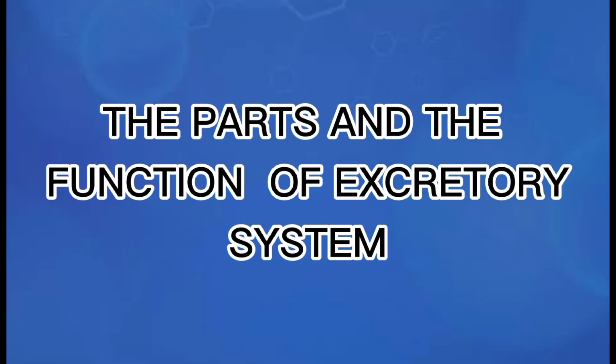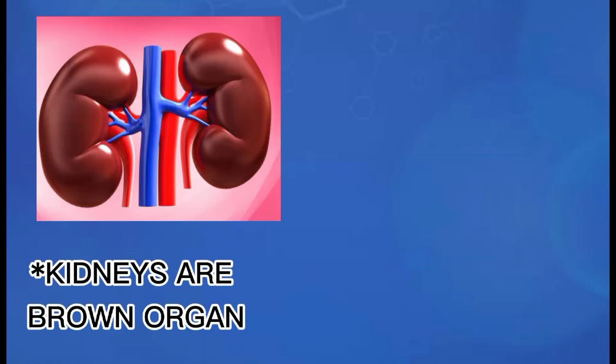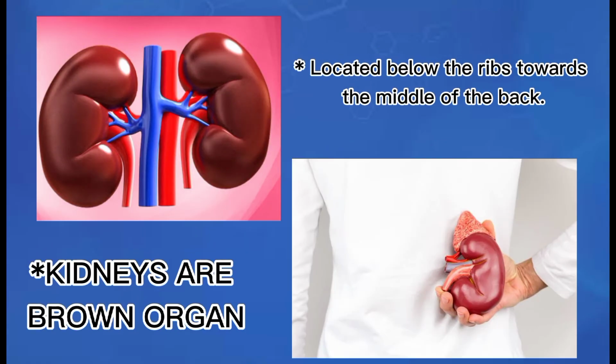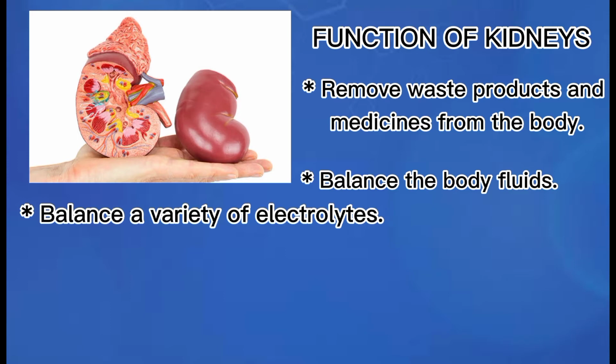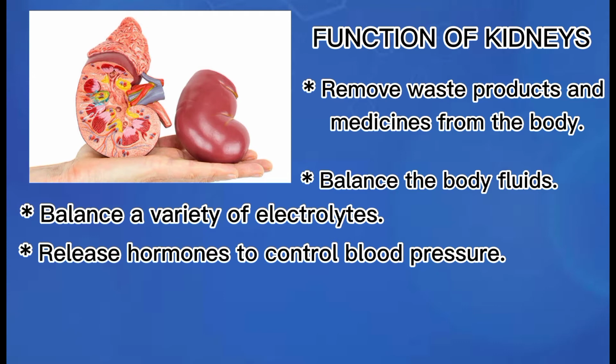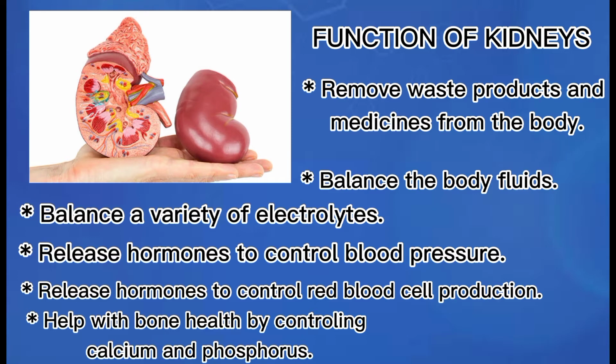The parts and the function of excretory system. First is the kidney. 2 kidneys. These fist-sized, purplish brown organs are located below the ribs toward the middle of the back. Their function is to remove waste product and medicine from the body, balance the body fluid, balance the variety of electrolytes, release hormones to control blood pressure, release hormones to control red blood cell production, and help keep bones healthy by controlling calcium and phosphorus.